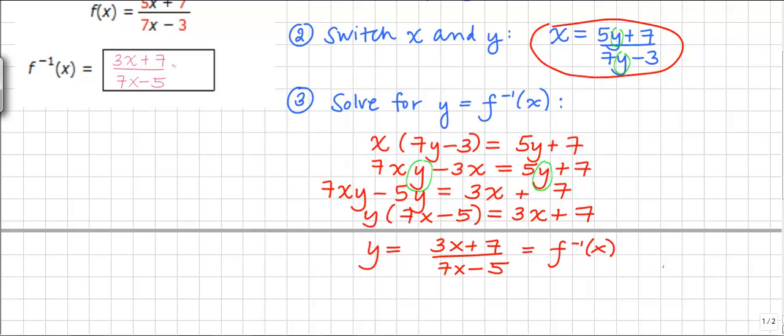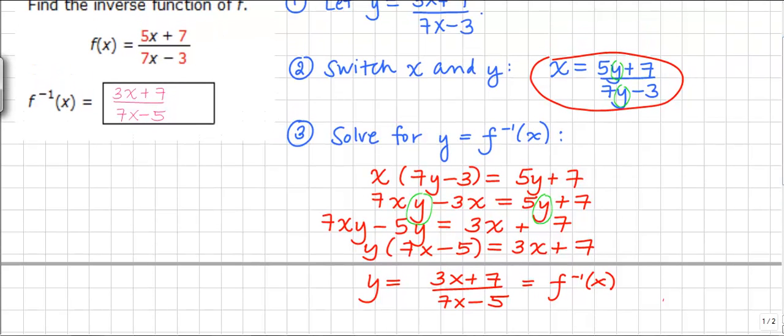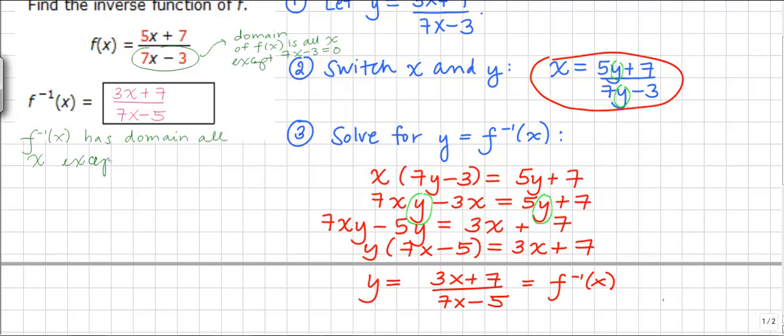Now, while I'm on the topic of this problem, let me point out a couple of things. Okay, one, f of x has a domain that is all x except 7x minus 3 being 0. Likewise, f inverse has a domain that is all x except where its denominator equals 0.